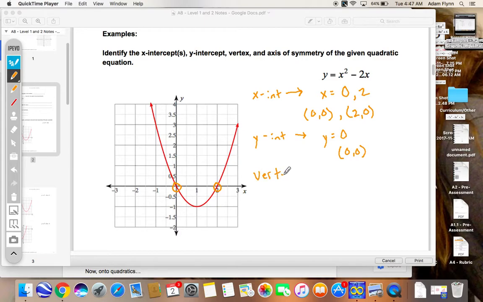On to the vertex. The vertex is my absolute maximum or minimum of my function. So I know my vertex would be right here, a minimum. So my vertex would be at the ordered pair 1, -1.